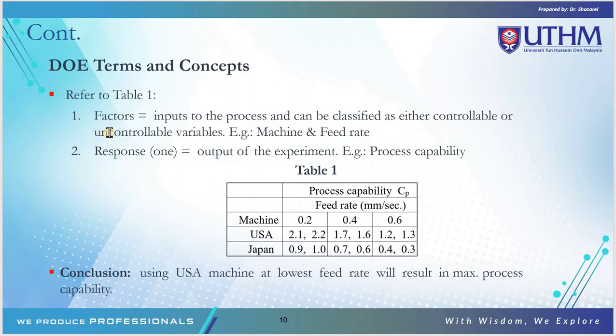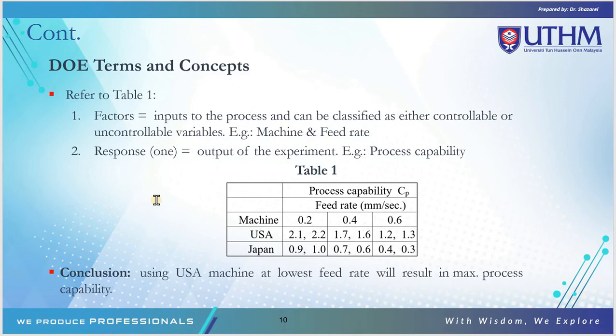So you have to know what factors are. Factors are the input to the process and can be classified as either controllable or uncontrollable. So how do we know whether it is controllable or uncontrollable? Basically, in general, we can say that a factor is controllable if we can control the level. For this example, let's refer to this example.